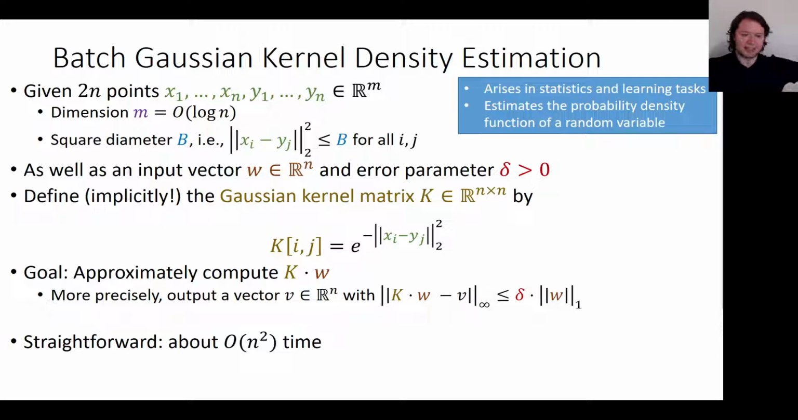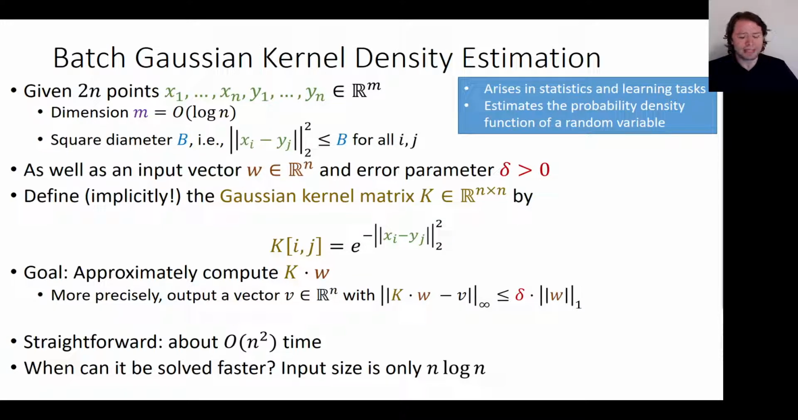You basically make this n by n matrix K in n squared time, and then you multiply it by the vector in n squared time. But the question we ask is, when can it be solved faster? So if you actually do create this n by n matrix K, it'll require n squared time just because it has n squared entries. But the reason I emphasize that we're implicitly defining this matrix is that you can imagine other algorithms that are able to approximate this answer without explicitly writing down all the entries of the matrix K.